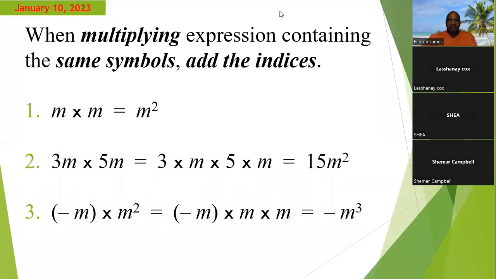Now, here we have negative m times m squared, which is a positive m. Now, the same rule occurs for power. If the bases are the same, you add their powers. So this base is m, this base is m. The power for this one is square. What is the power for this m here? What is the power for the first m in this question?